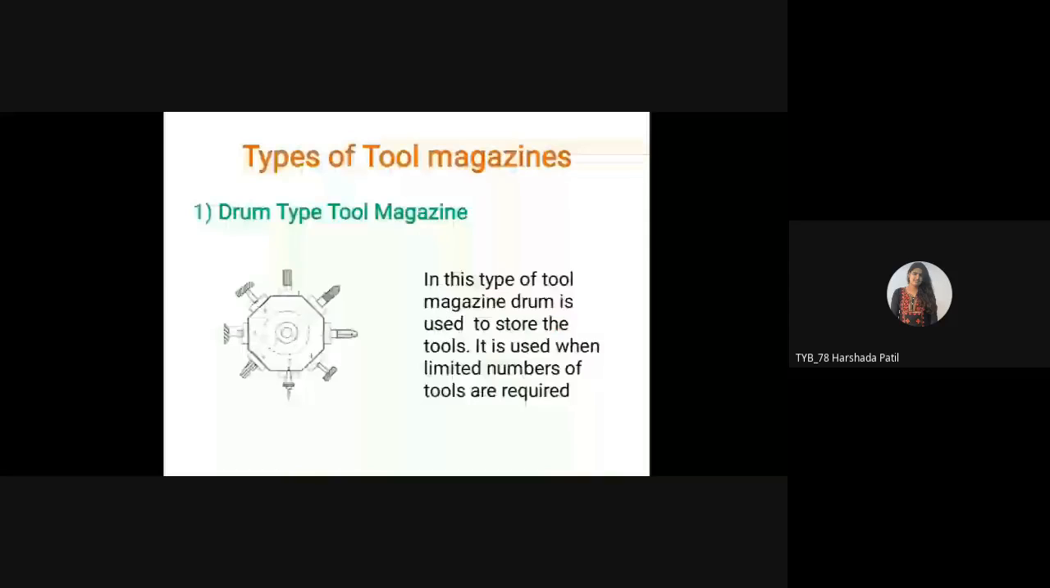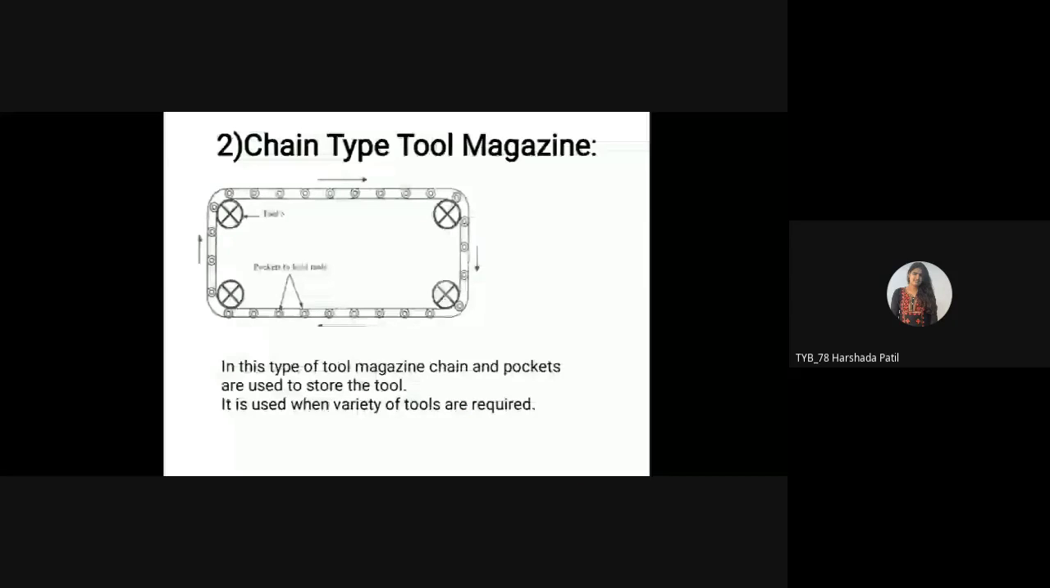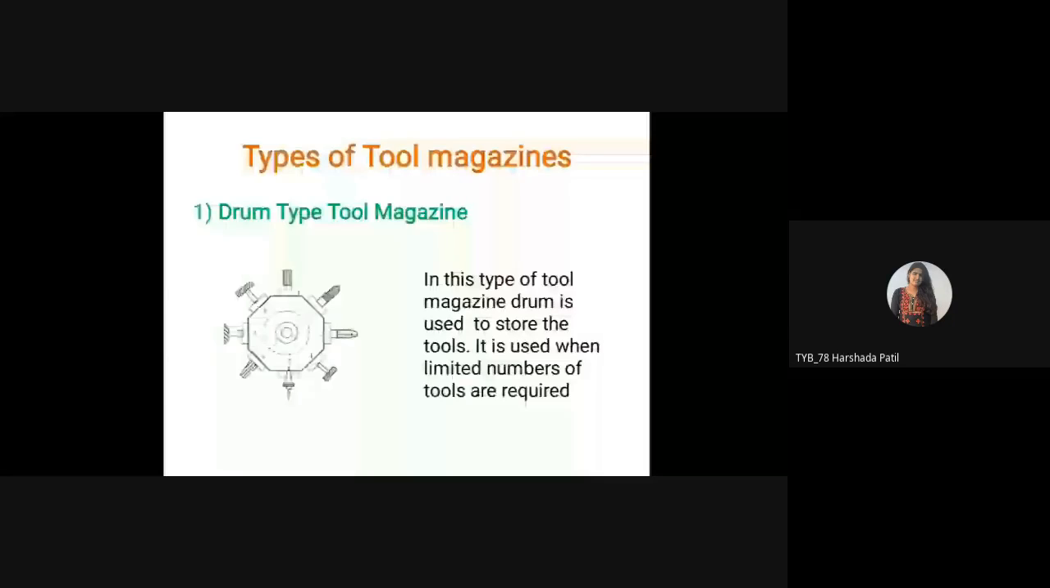Then we have discussed the types of magazines. There are typically two types. First is the drum type and second is the chain type. In the first, the drum type, you can see that the number of tools is limited.